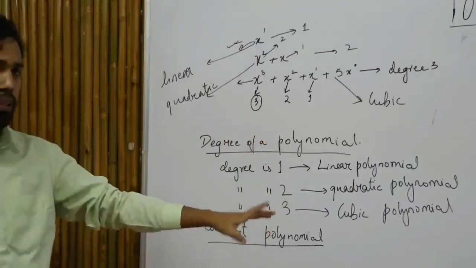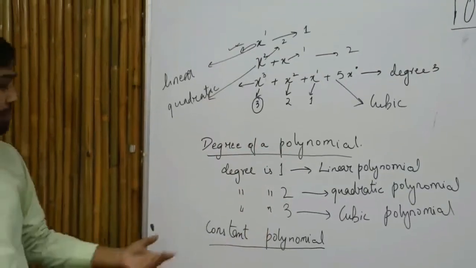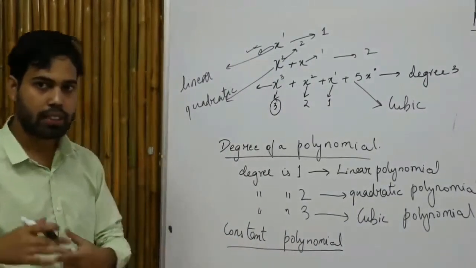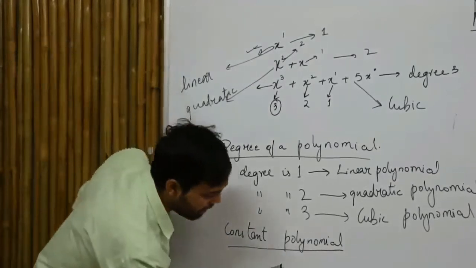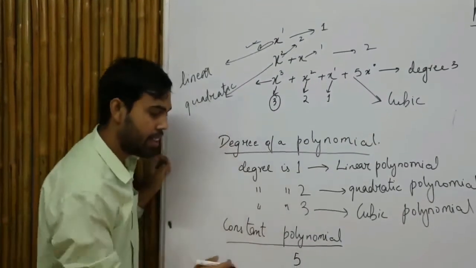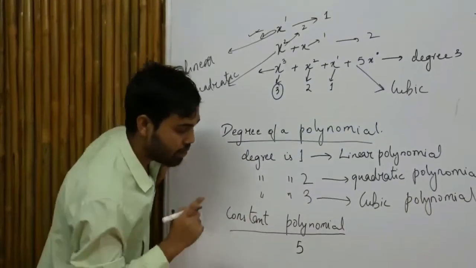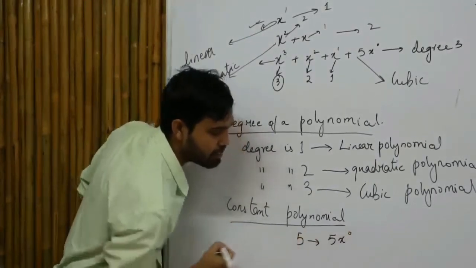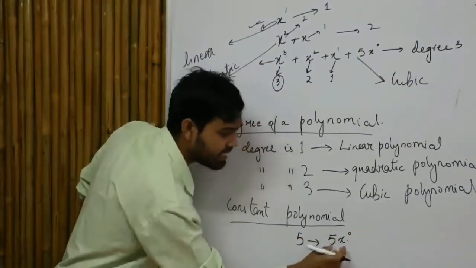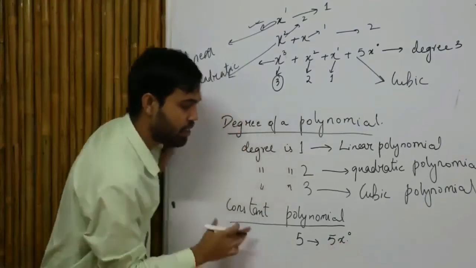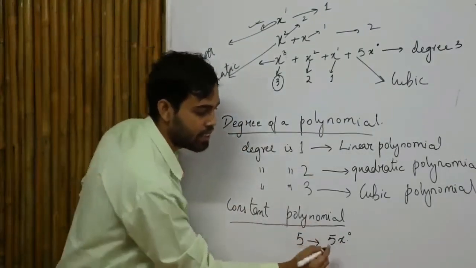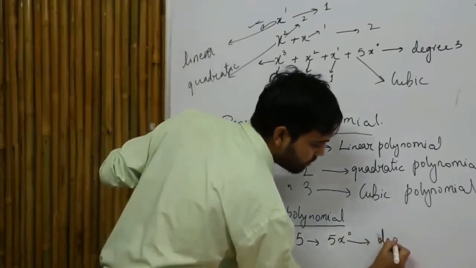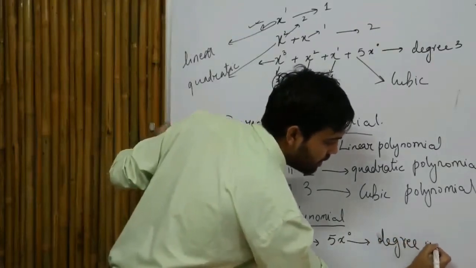Now, apart from these polynomials, there are two other important polynomials. The first is your constant polynomial. What is a constant polynomial? As I told you, if I have a number 5, is this a polynomial? The answer is yes. Why? Because 5 can be written as 5x to the power 0. So these types of polynomials are known as constant polynomials. Now what is the degree in this case? The degree is 0.